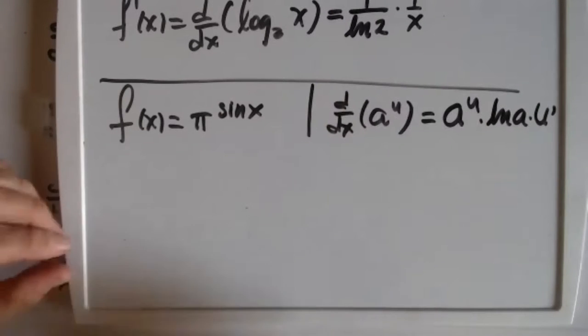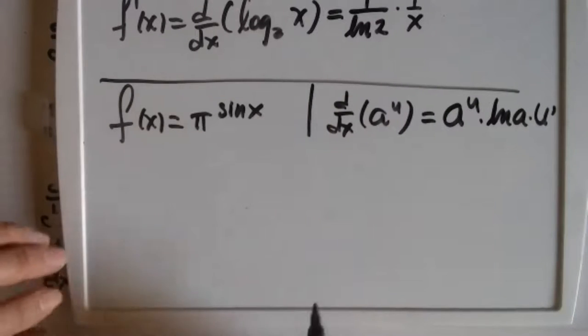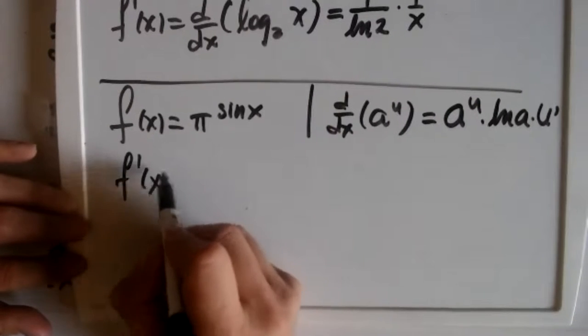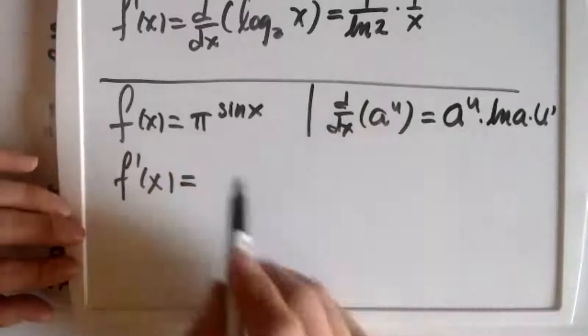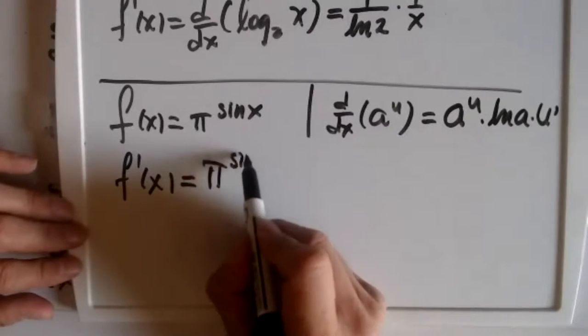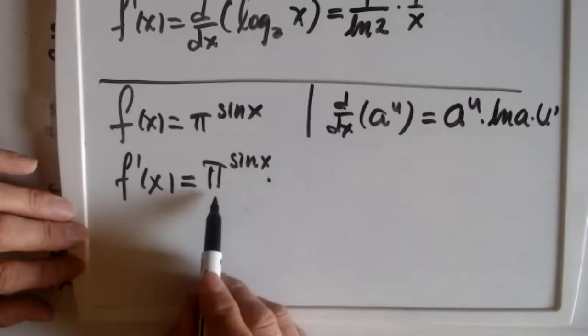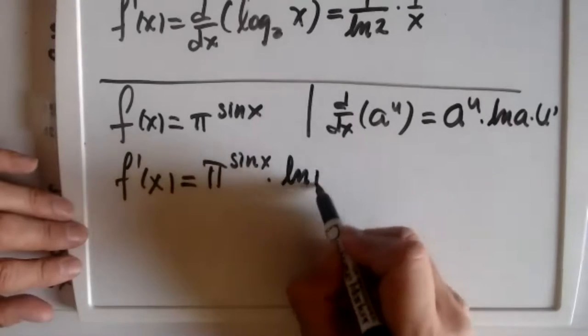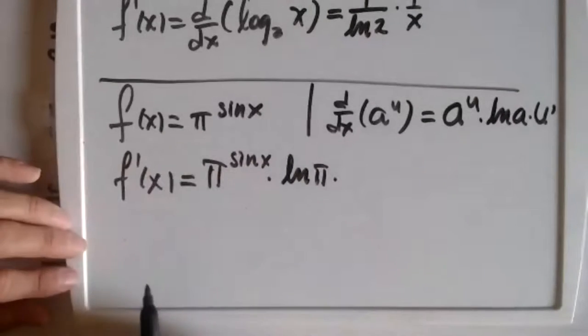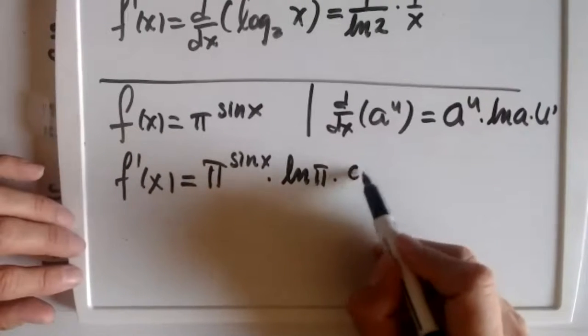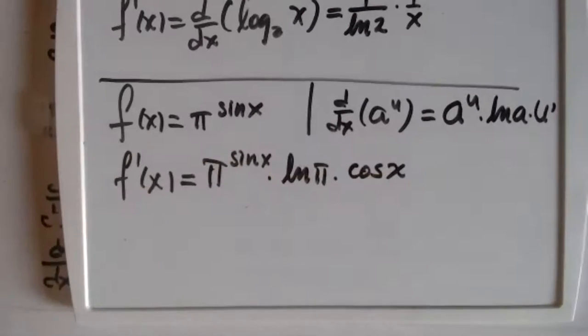So what I have to do is just apply the formula to my f. So f prime of x is, well, it's the same exponential, so I'm going to put pi to the sine x times the natural log of pi, ln pi, times the derivative of the sine. Here is u prime. The derivative of the sine is cosine x. And that is the derivative of this function. So remember, this is the formula I'm going to use. Formulas, don't forget, they are in our formula booklet.